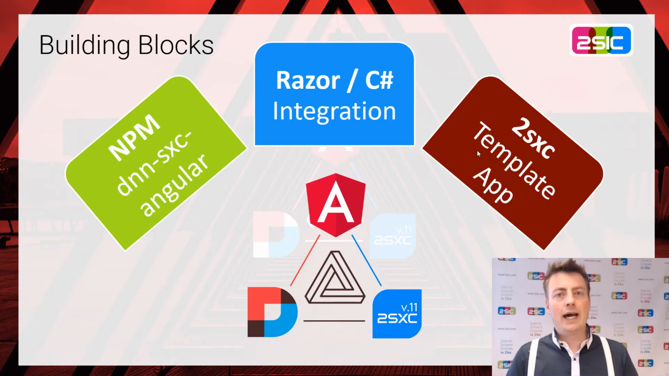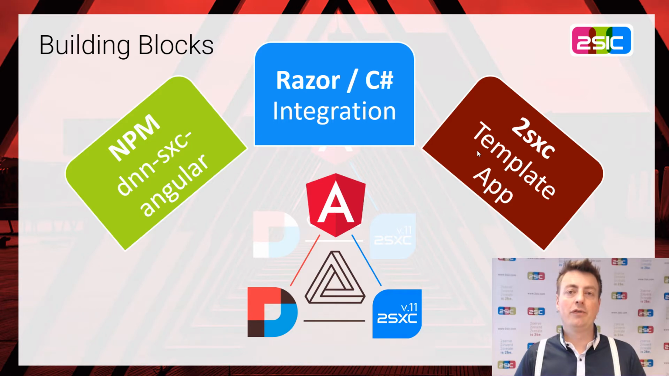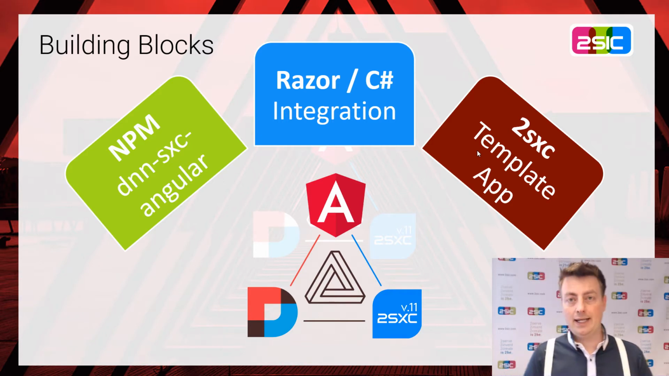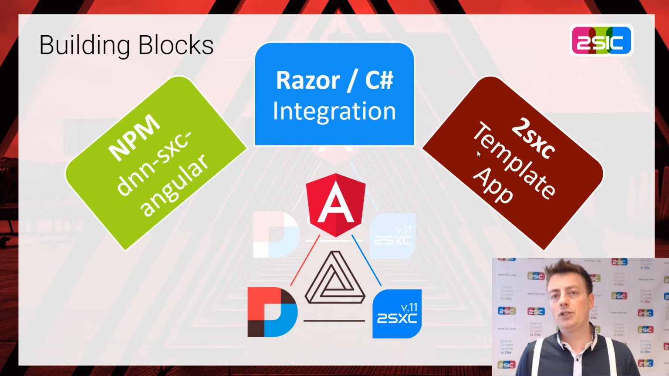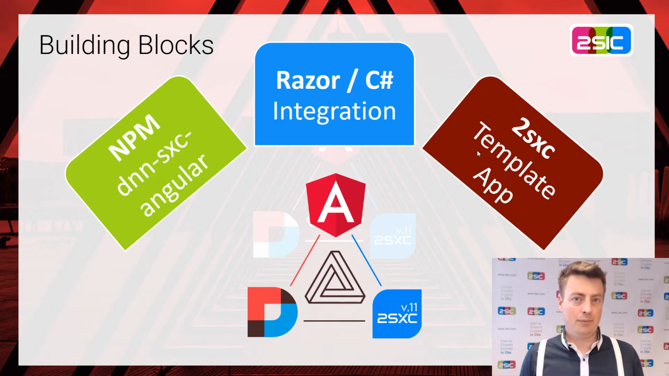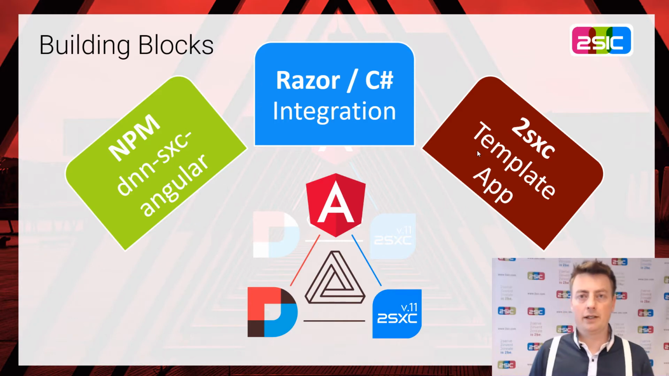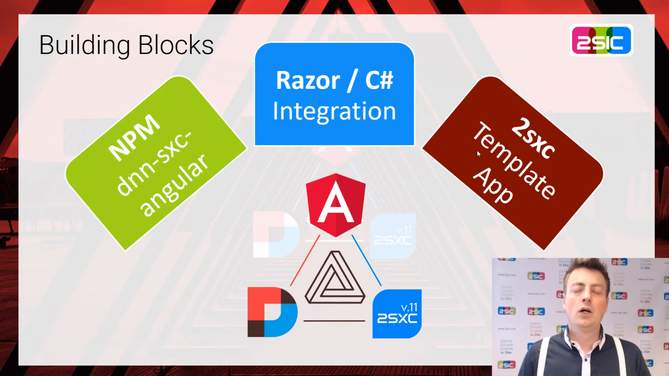So let's have a quick look at the building blocks of what I just showed you before and how to get this working. On one hand, we have an NPM package called Dnn-Sxc-Angular, which will kind of like bridge DNN to Angular. We have a Razor integration layer, which basically just helps to boot the Angular in the page. And we have a template app. By the way, both Dnn-Sxc-Angular, the template app, the Razor integration, all of this is open source. You'll find it on GitHub. Just check out the blog, which will go together with this video.